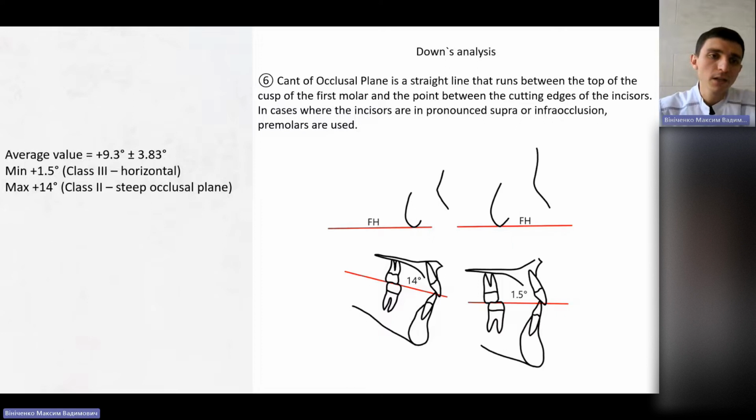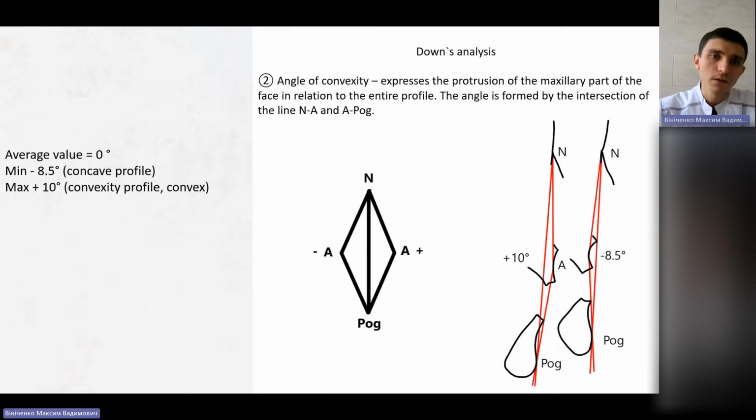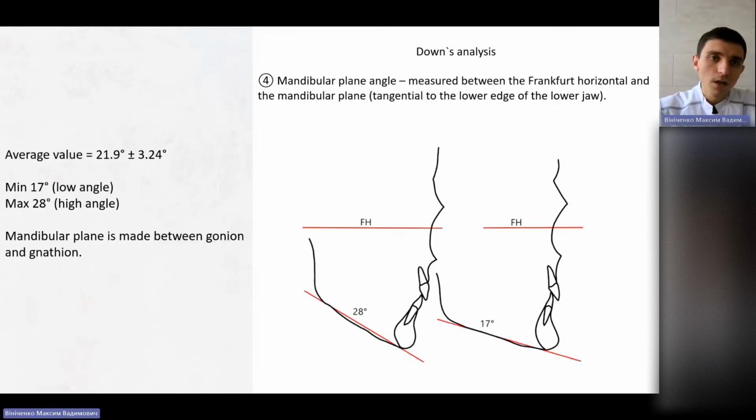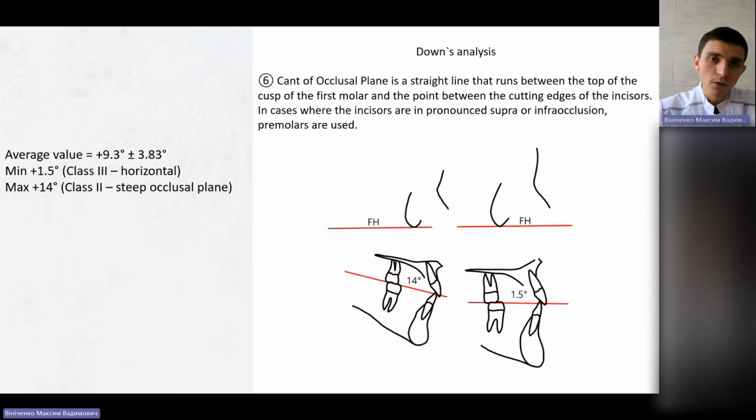So here begins the dental analysis. As we saw earlier, it is number 6, the cant of the occlusal plane. Before, we talked about the skeletal pattern, normal or lateralized. Now we begin to talk about the dental pattern, the relationship of the denture to the skeletal pattern. So first, it is the cant of the occlusal plane.